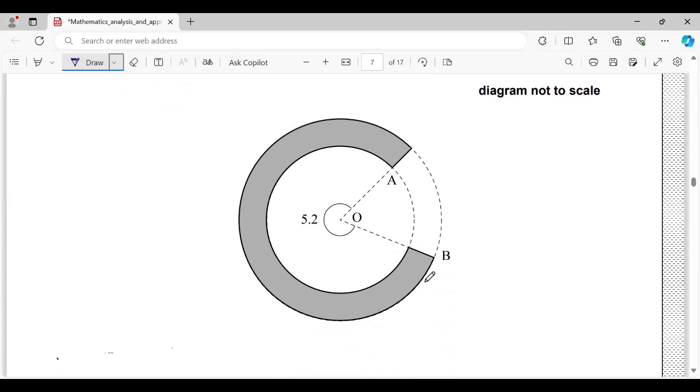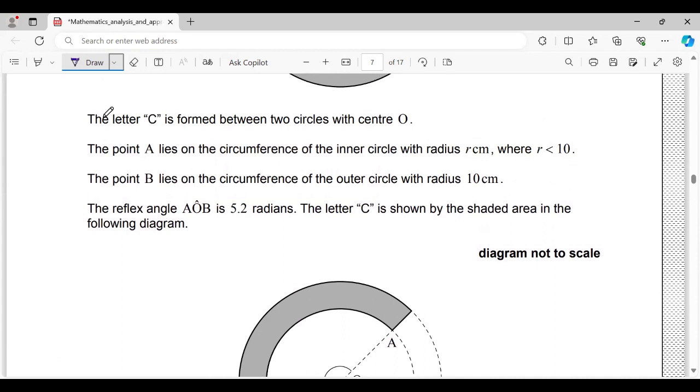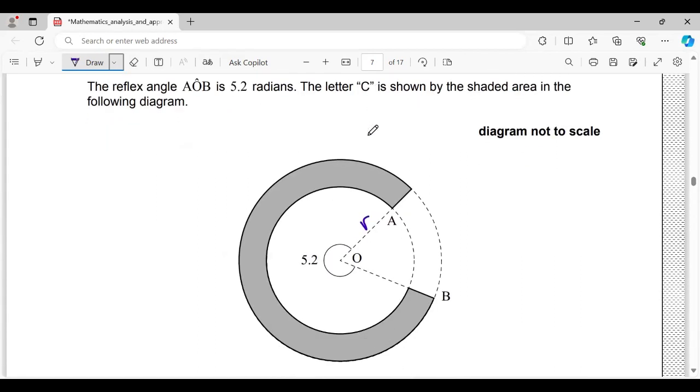Look, point B is on this circle, point A is on this circle, right? And the radius r centimeters for A. Okay, this is r, and for point B, this is radius 10, right?